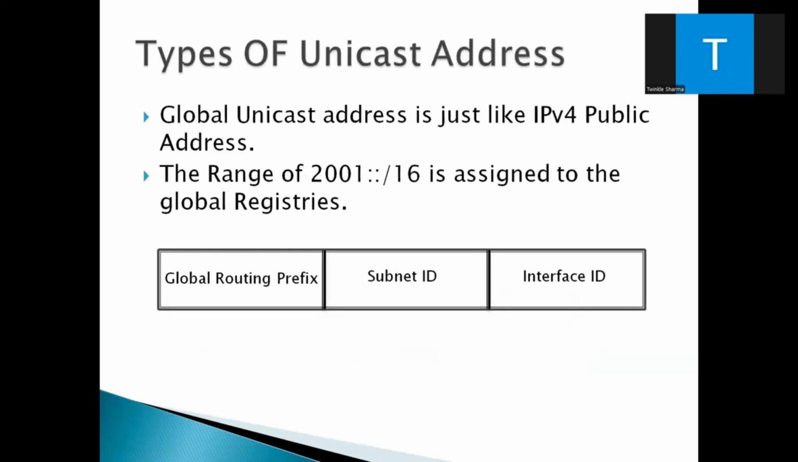Then we have the types of unicast address. The global unicast address is just like the IPv4 public address. The range of the global unicast address, 2001::/16, is assigned to the global registries.